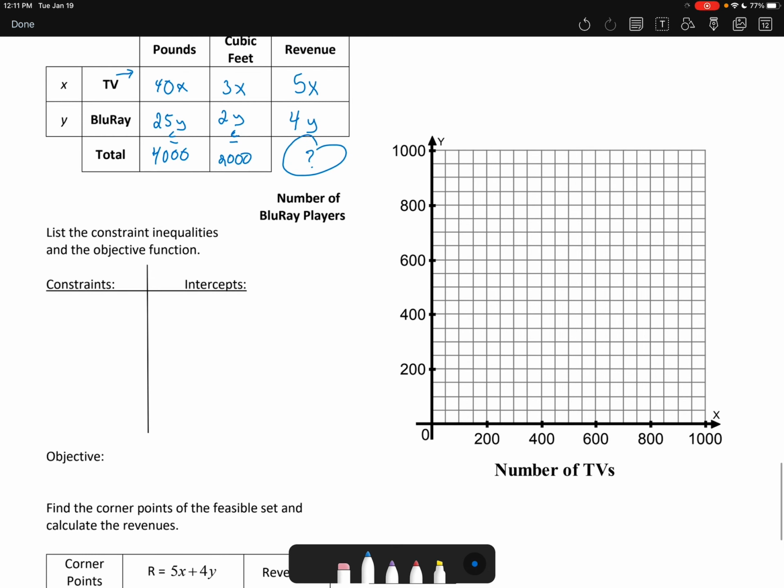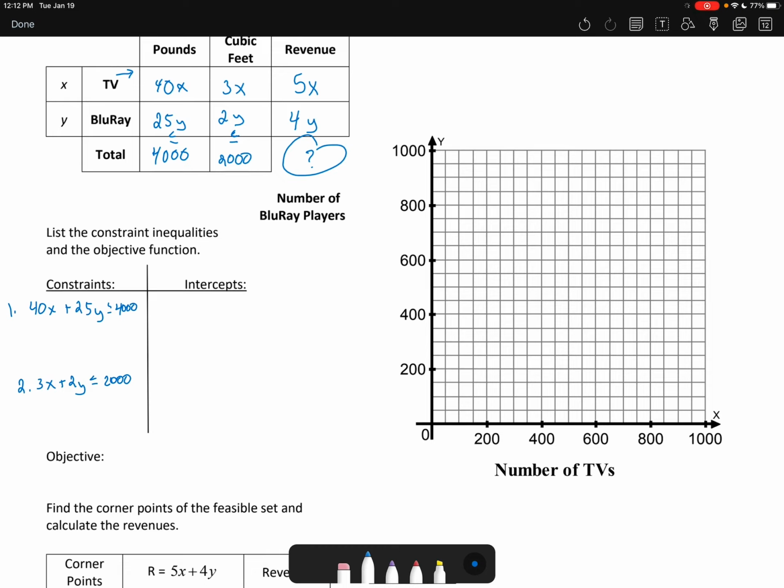So let's see. Our constraints are 40 pounds per TV plus 25 pounds per Blu-ray player cannot exceed 4,000 pounds. And the other one is that 3 cubic feet per TV plus 2 cubic feet for Blu-ray player cannot exceed 2,000 cubic feet.